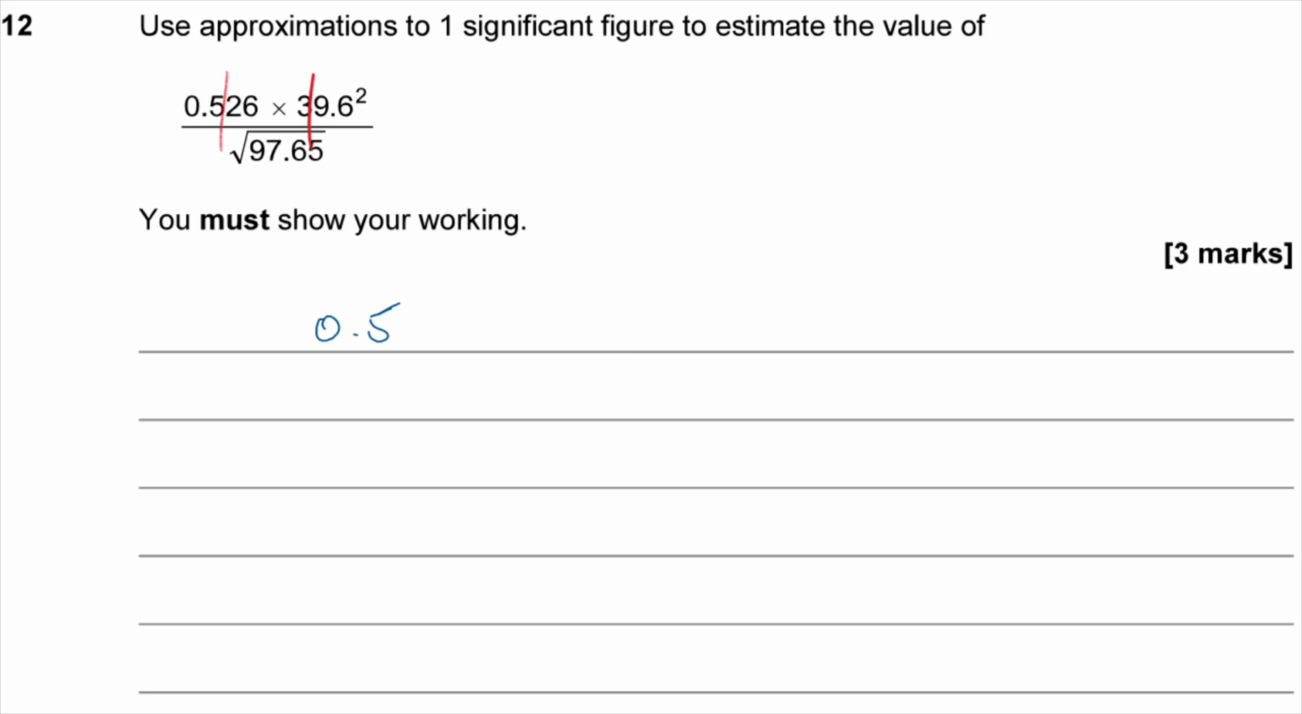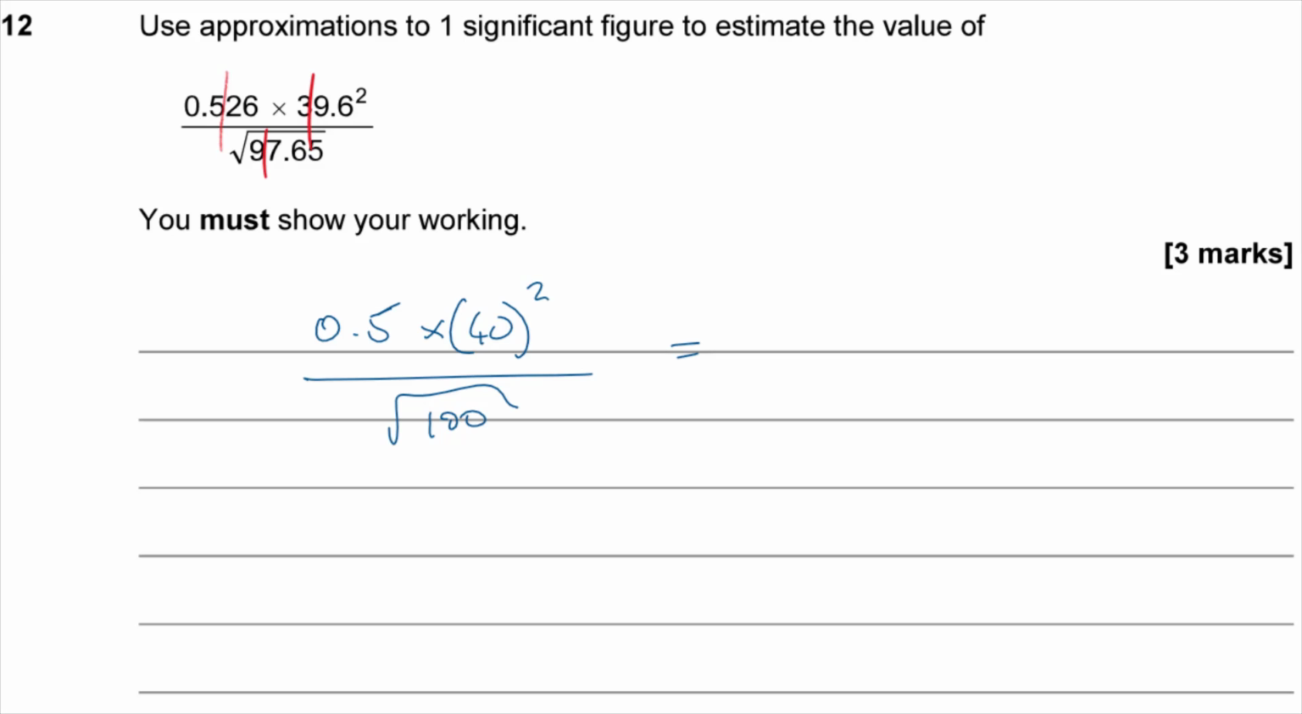39.62. I'm going to be rounding off after the 3, so that rounds up this time. It's going to be rounding up to 40. So 0.5 times 40 squared divided by 97.65. I'm going to round off after the 9, so I'm going to round up. So 9 goes to 10. So it's actually going to be 100, isn't it? So root 100. So I'm going to do 0.5 times 40 squared, all divided by the root of 100.